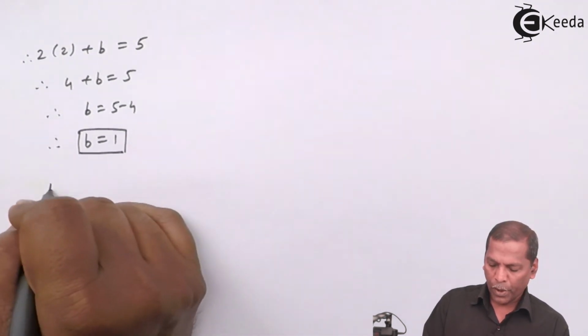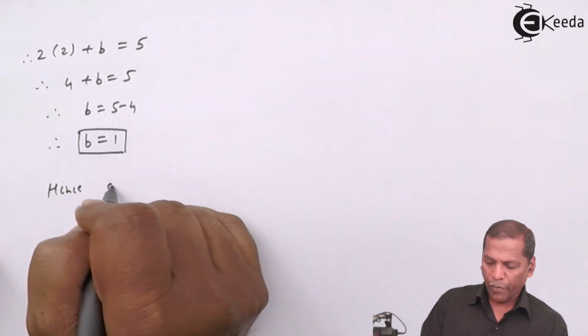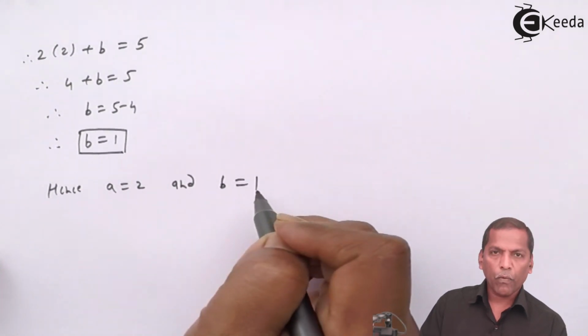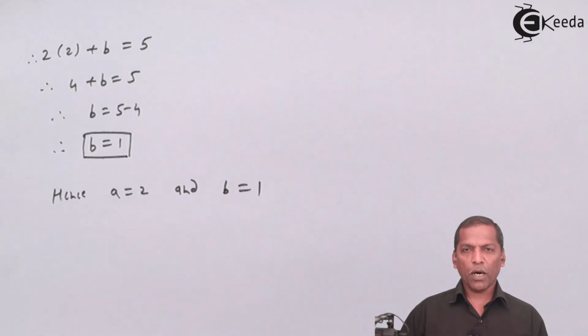And finally, hence, we get the values a equal to 2 and b equal to 1. So this is the required solution for the given problem.